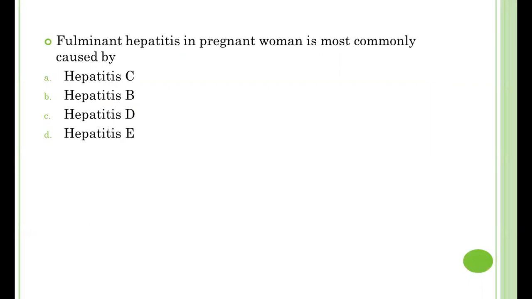Fulminant hepatitis in pregnant women is most commonly caused by: the options are hepatitis C, hepatitis B, hepatitis D, and hepatitis E. So the correct answer is option D, hepatitis E. Hepatitis E is associated with fulminant hepatitis in pregnant women.